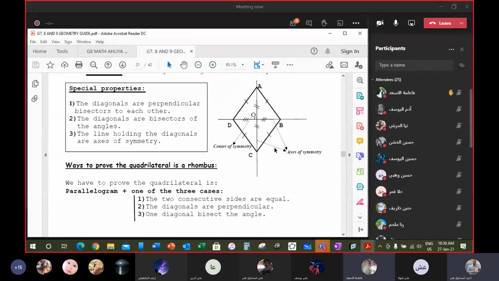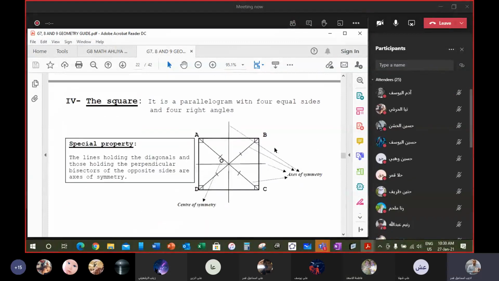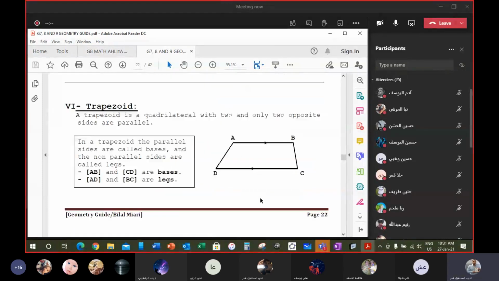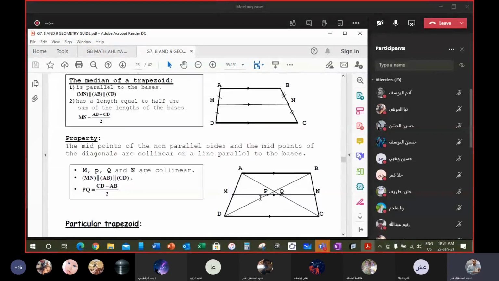Okay. Then we also have the square. A square is a parallelogram with 4 equal sides and 4 right angles, meaning not only 4 equal sides but also 4 right angles. What special property does it have? The lines holding the diagonals, AC and BD, are axes of symmetry, and the perpendicular bisectors of the opposite sides are also axes of symmetry. Okay? That was everything for this lesson. I'll stop recording now.